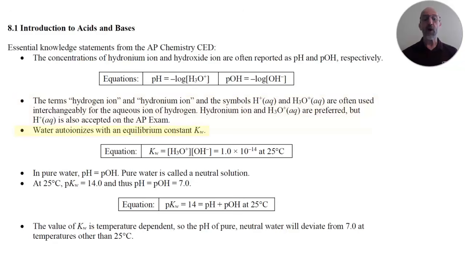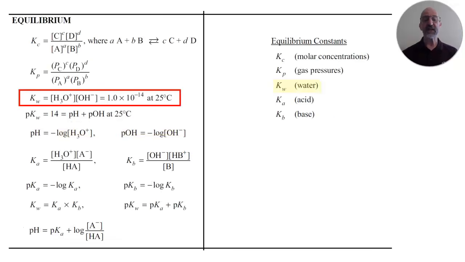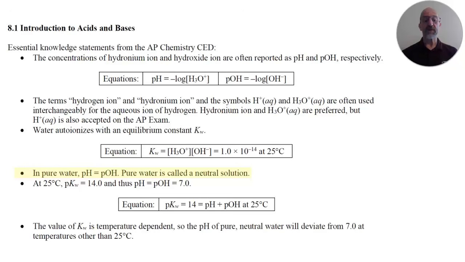Water autoionizes with an equilibrium constant that is referred to as Kw. And again, you can see this particular equation on the equation sheet. The Kw, the equilibrium constant for the autoionization of water, is equal to the concentration of the hydronium ion times the concentration of the hydroxide ion, and at 25 degrees Celsius, that is equal to 1 times 10 to the negative 14. In pure water, pH is equal to pOH.